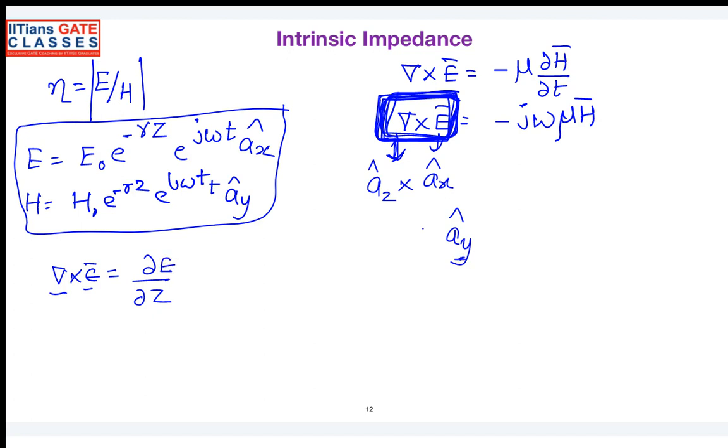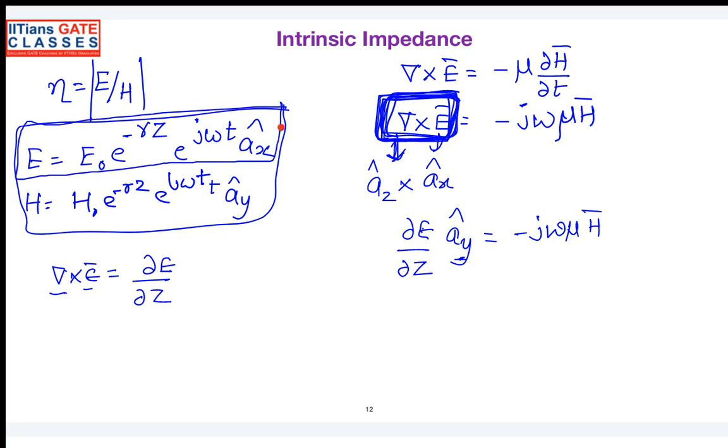Correct. So when you are writing the curl of E, the magnitude is dou E by dou Z and the resultant direction will be a_y cap, equal to minus j omega mu into H. So you take the differentiation of this electric field with respect to Z. Forget about this direction now, this direction is already accounted here. So only you take this magnitude part and the differentiation with respect to Z.